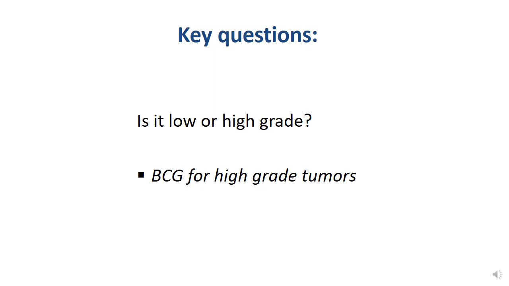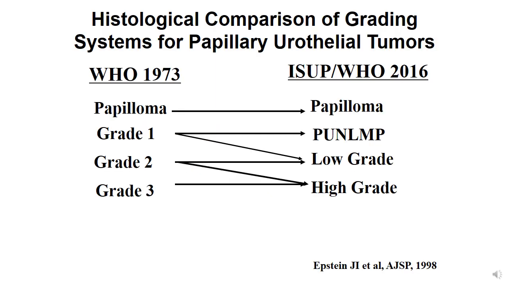So my next important question is, am I dealing with a low or high grade process? And why is this distinction important? Because typically for high grade processes, urologists are going to give BCG as an additional treatment. So let's try to understand where this current classification comes from.